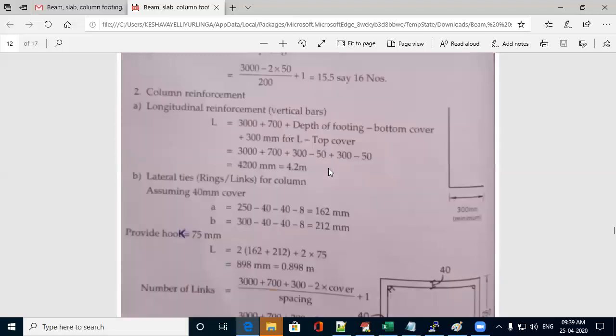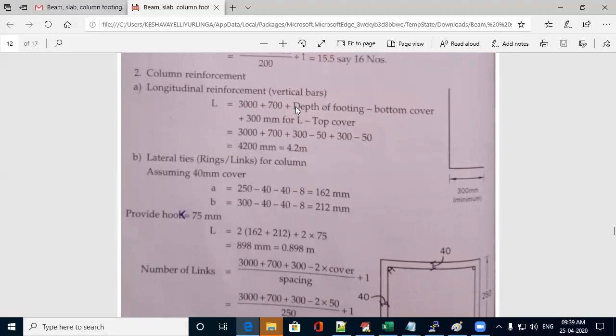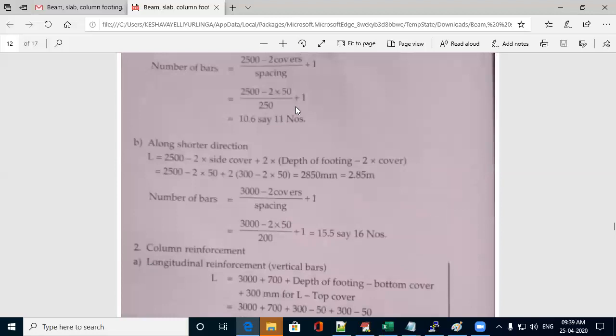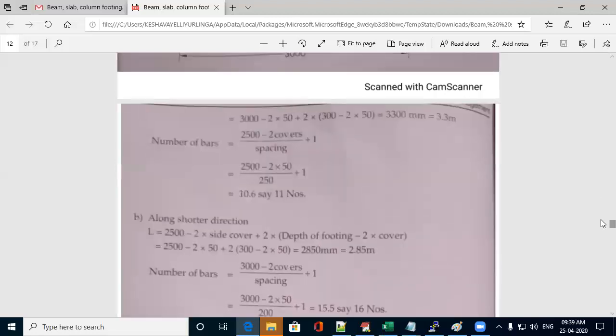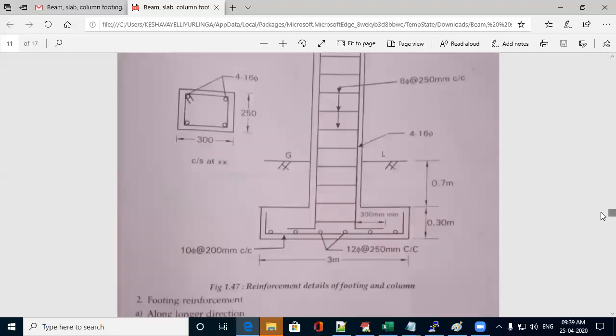Next, coming to the column reinforcement. They said there are 4 vertical bars. To find the length of that vertical bar, with the diagram we can see here.